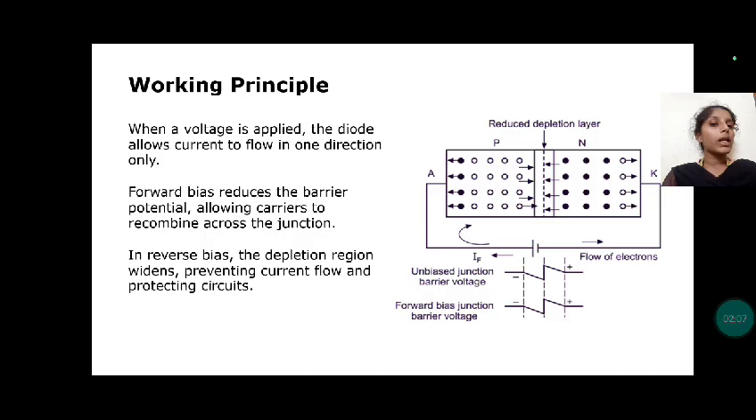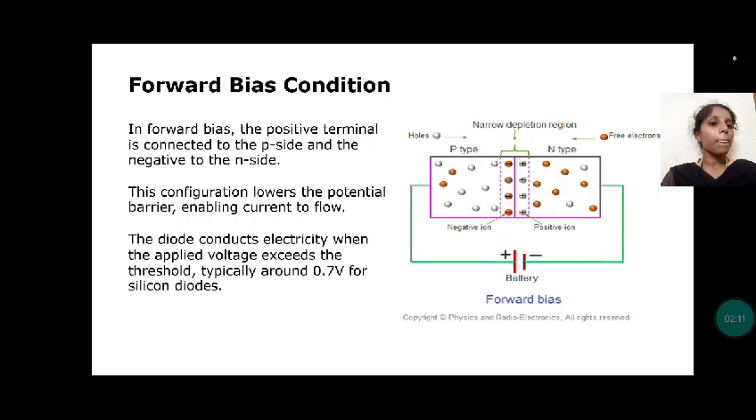So they are attracted, so the depletion layer is increased. In forward bias, the depletion layer decreases, because the P type is connected to the positive terminal and the N type is connected to the negative terminal, so it forms repulsion. So the width of the depletion layer decreases.